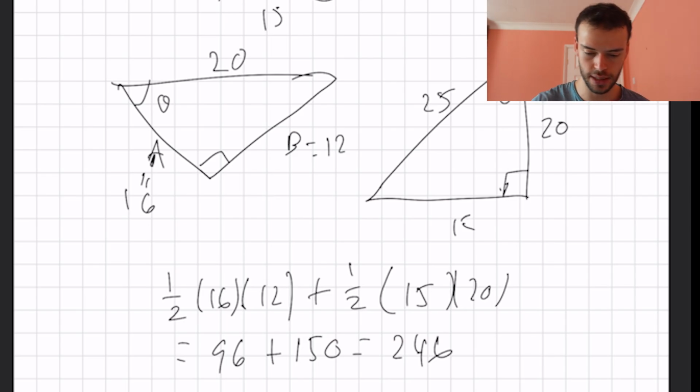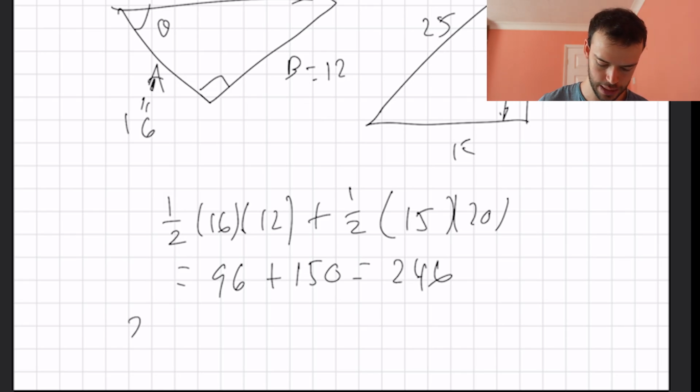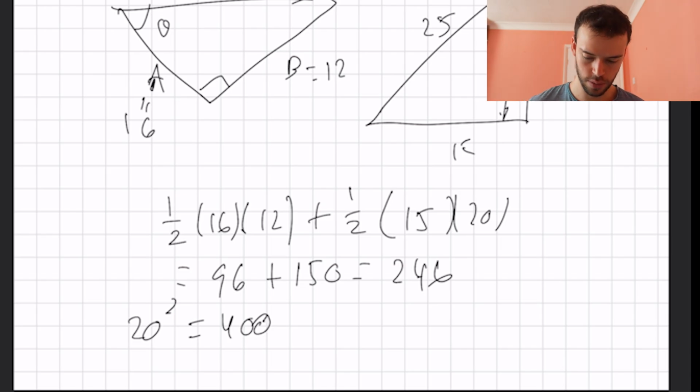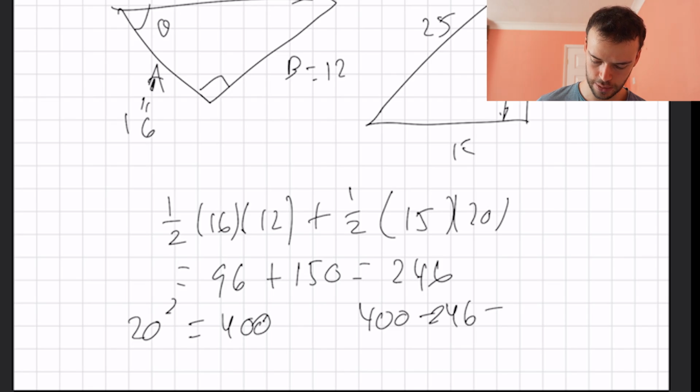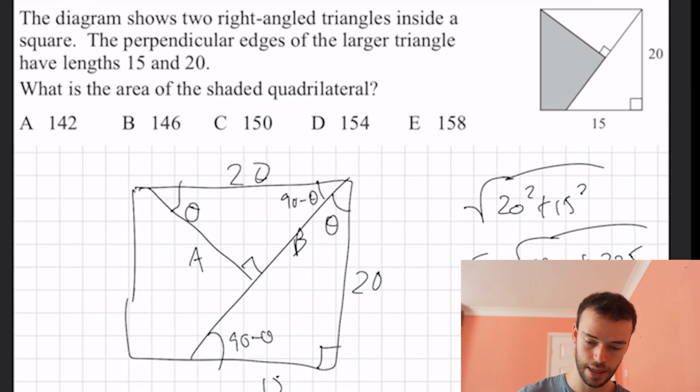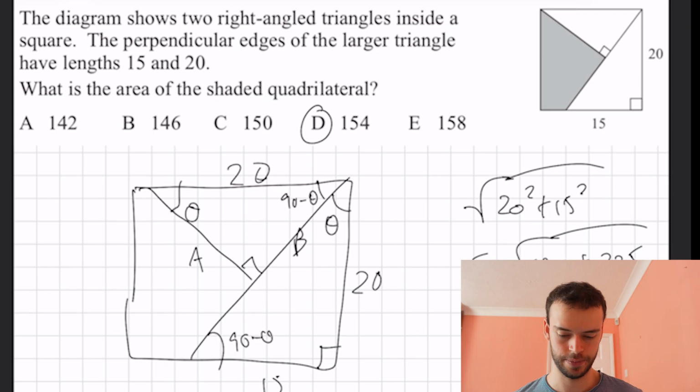What is the area of the big square? Well, each side is 20, so the area of the square is 20 squared, which is 400. Okay, so to find the shaded region, we just need to do the area of the square minus the sum of the areas of the triangles. So we have 400 minus 246, and that gets me 154. And that is the area of our shaded region, and it's one of the answers, D. So we're done with the question.